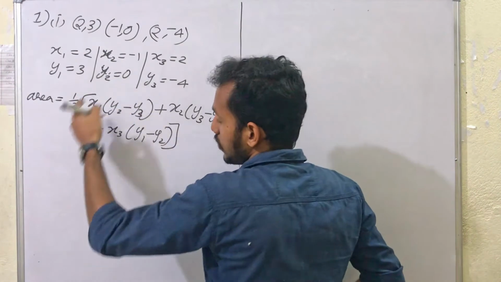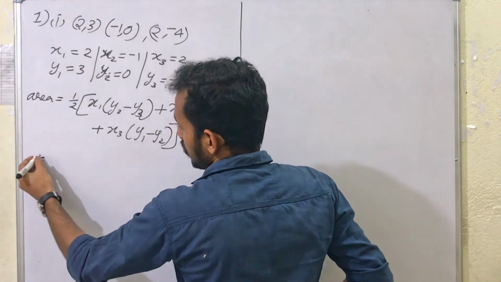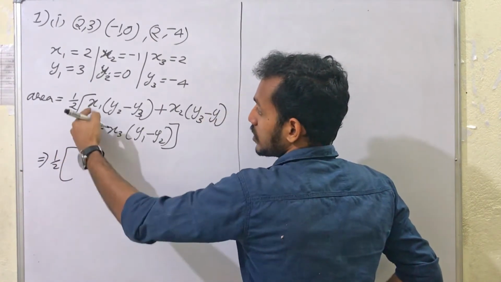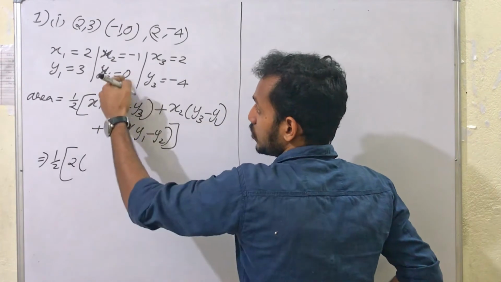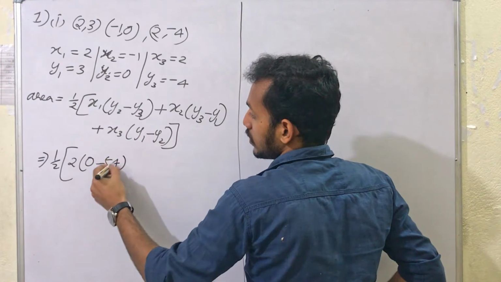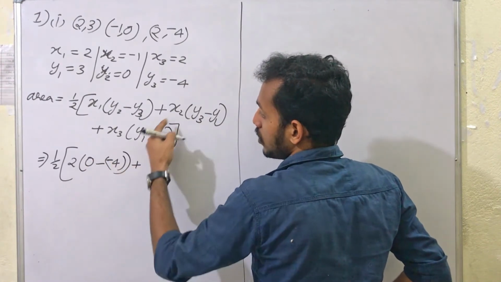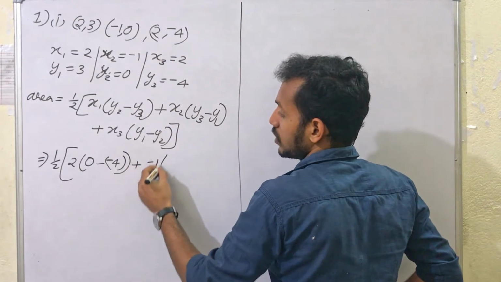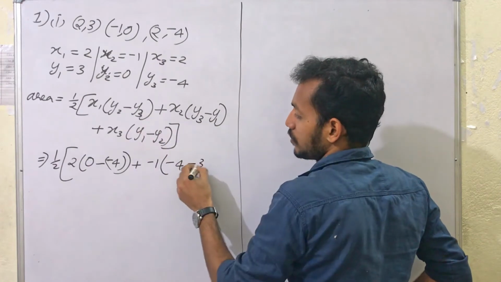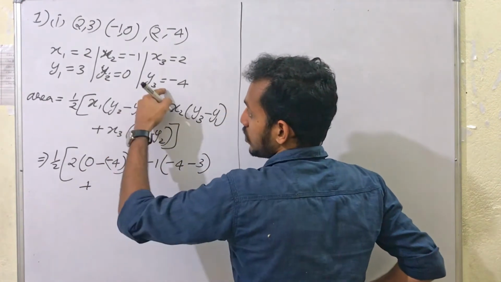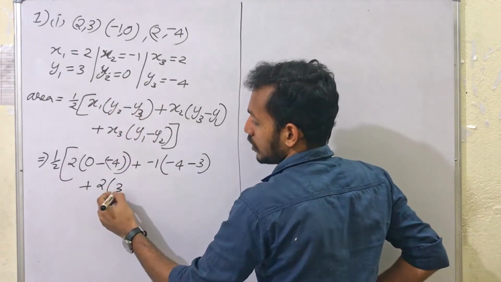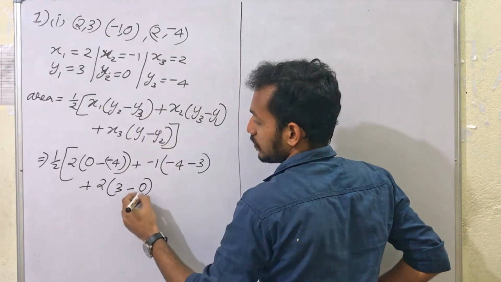So the coordinates are given. Then that implies half into x1, which is 2, into (y2, which is 0, minus y3, which is -4), plus x2, which is -1, into (y3, which is -4, minus y1, which is 3), plus x3, which is 2, into (y1, which is 3, minus y2, which is 0).